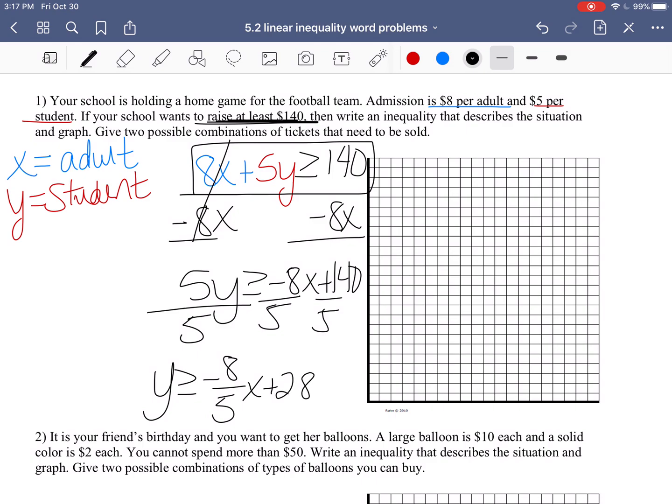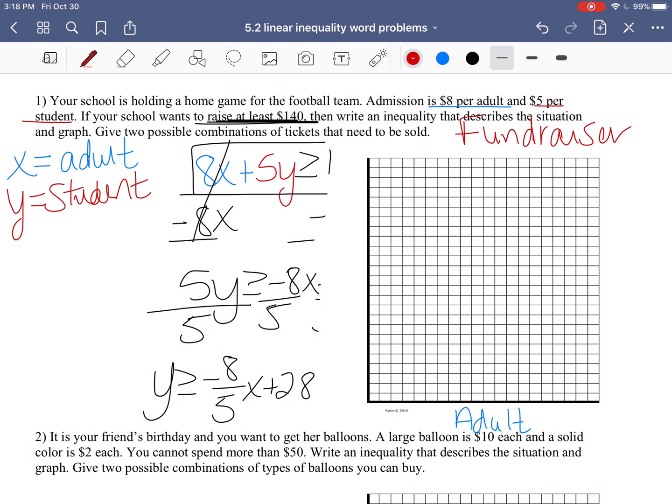Now before we can graph our inequality, we need to go ahead and label our actual graph. So we're raising money for the football team. So we're having a fundraiser, so I need a title. The x is the adult. So I have my adult values on the bottom, or the x-axis, and then my students, and I kind of wrote on this side a little bit, so hopefully you guys have a little bit more room than I do. This is my student section.